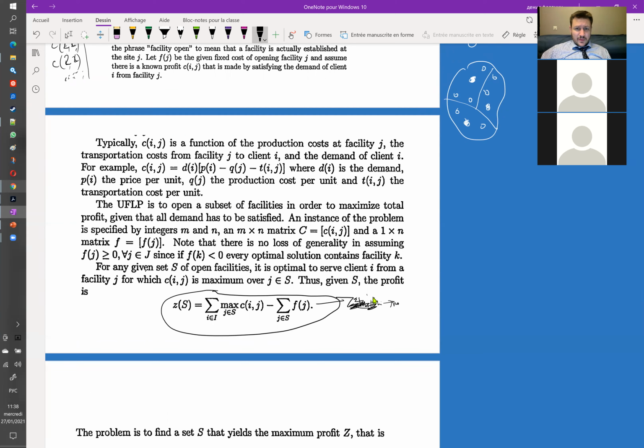I don't remember, but yeah, we have matrix F. So what do we have here? We have matrix C, the production costs. So there are costs, and F is, wait a minute. Instance problems. I can't see where F is.